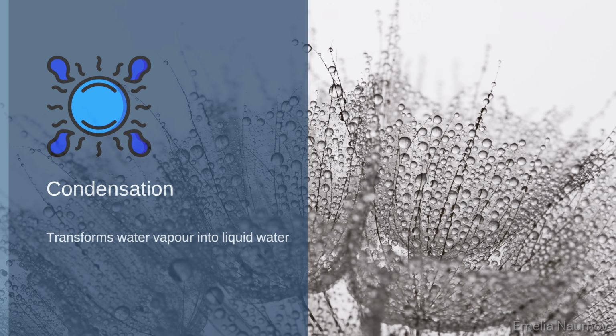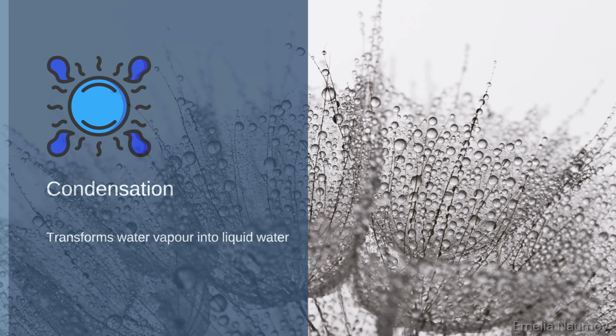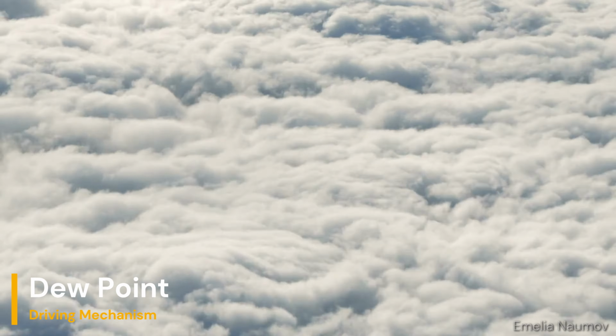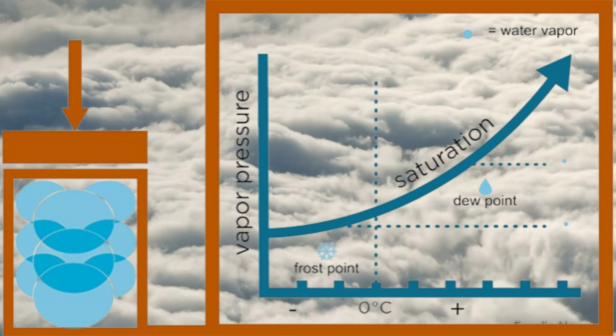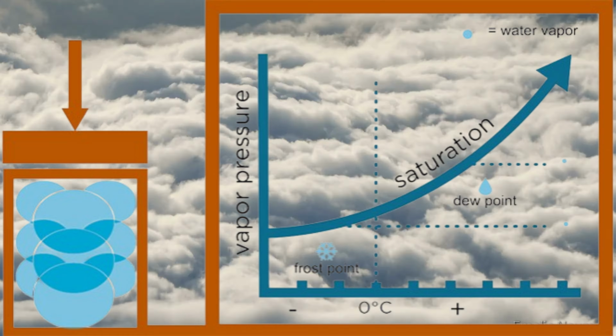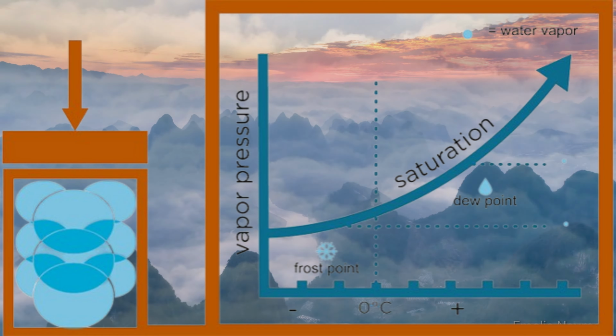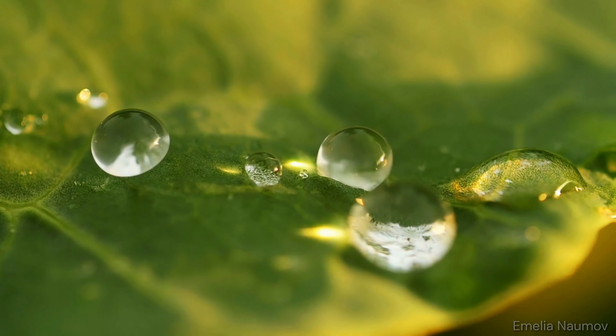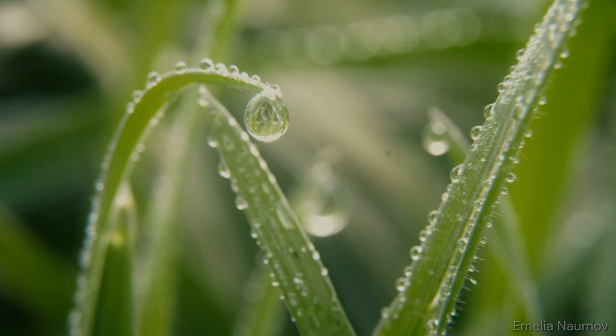Condensation is the transformation of water vapor back into liquid form. The mechanism that drives this process is called the dew point, which causes the air to become saturated with water depending on atmospheric temperature and pressure. You can see this in clouds, mist, or fog. This also causes droplets to form around cold surfaces as morning dew.